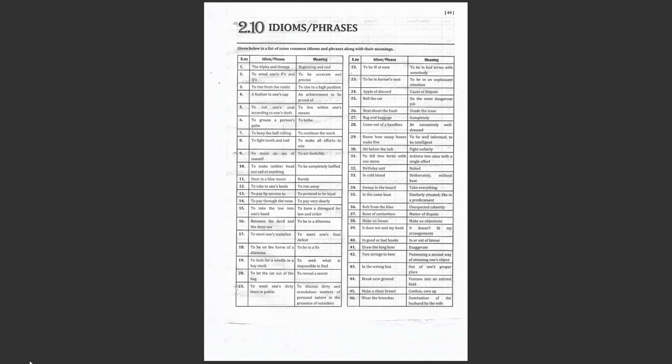Idioms are a unit of a sentence. Idioms are short phrases, short sentences that are to be taken in their figurative meanings and not in their literal meanings. And phrases are also a small group of words, but the difference between idioms and phrases is that idioms have figurative meaning, whereas phrases have their literal meanings. Phrases and idioms, both of them are not complete sentences, because they lack subject and verb.